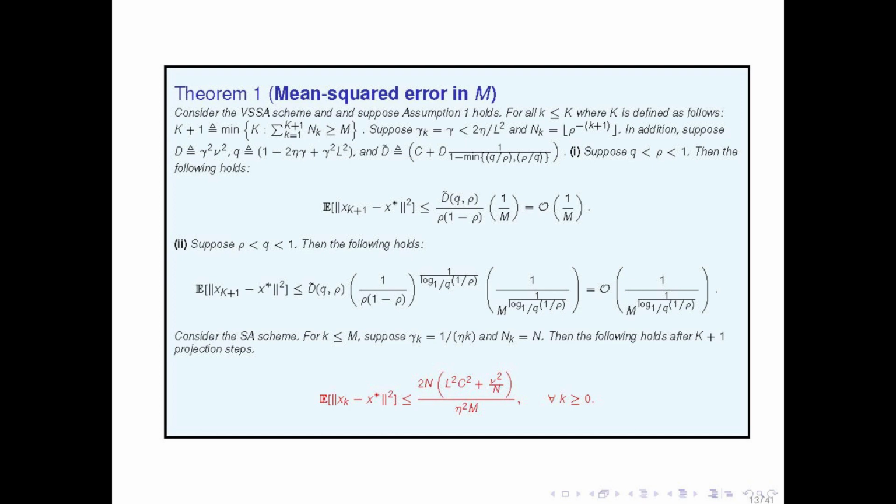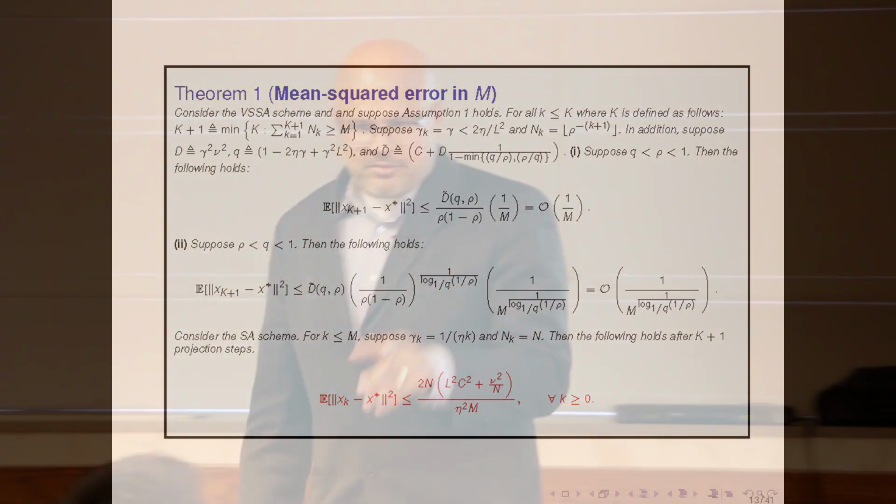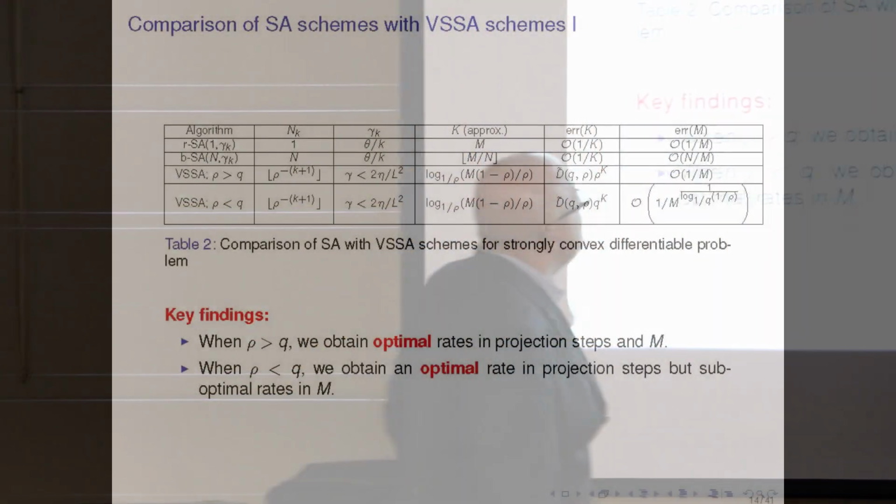If you make sure that it's sufficiently large, but it obviously has to be less than 1, what you find is you achieve the optimal rate, okay? Now remember, standard stochastic approximation also achieves the optimal rate in terms of simulation budget, but it does so with a significant computational expense. So let's remind ourselves of what the expense is.